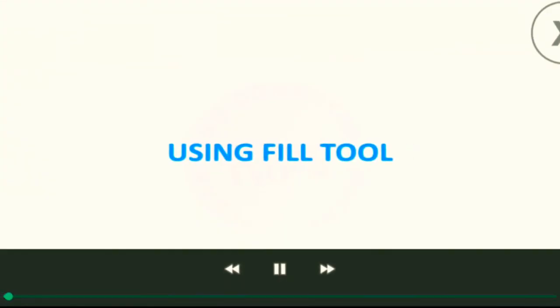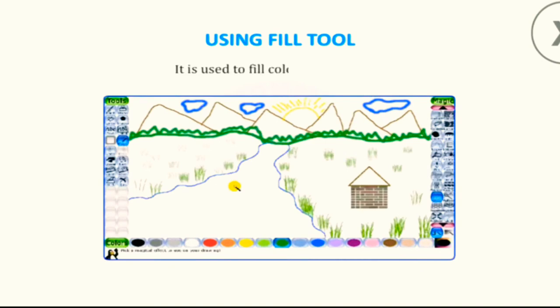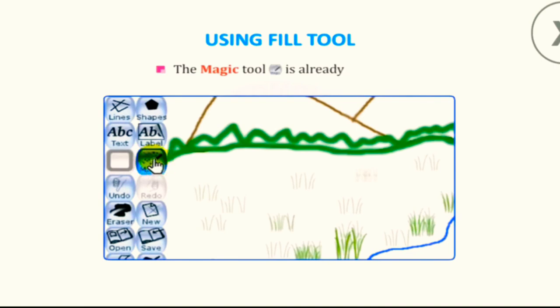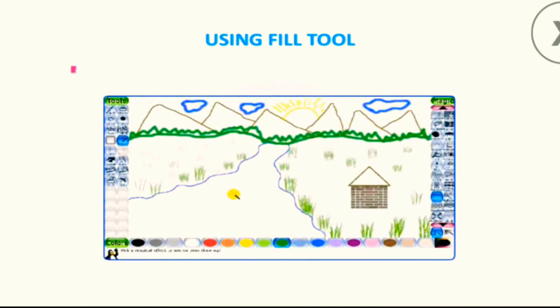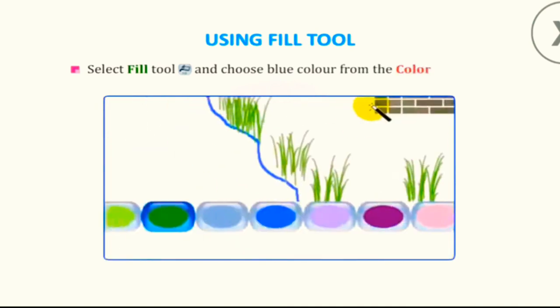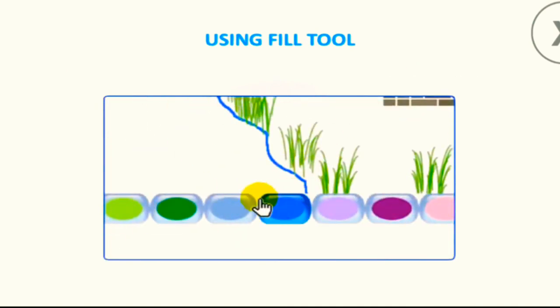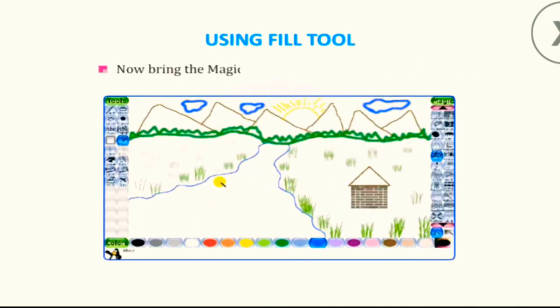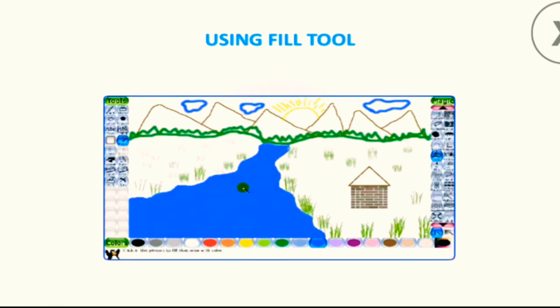Let me tell you the use. It is used to fill color in an object. The magic tool is already selected. Select fill and choose blue color from the colors palette. Now bring the magic wand over the river and click on it. The blue color will be filled in the river.